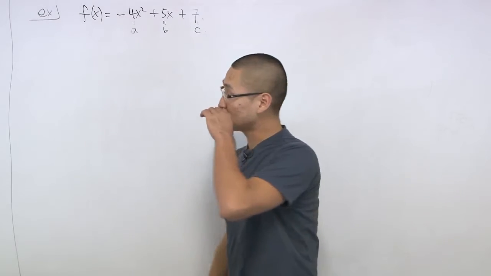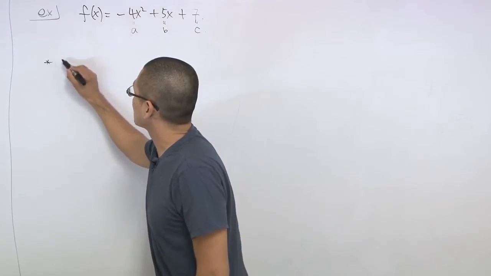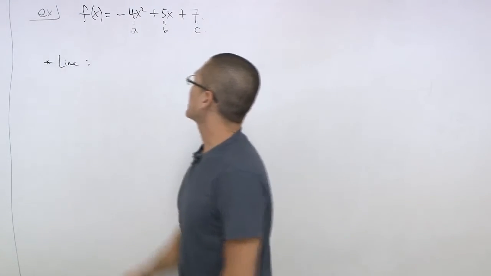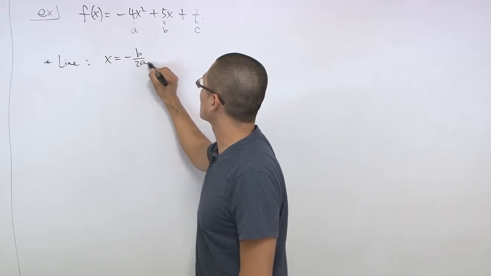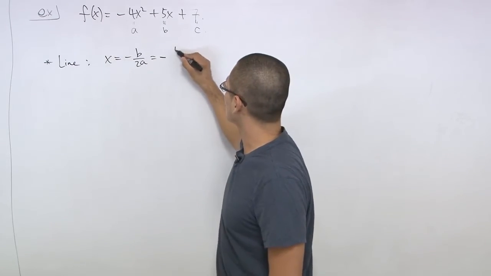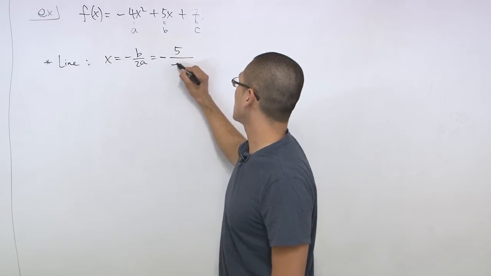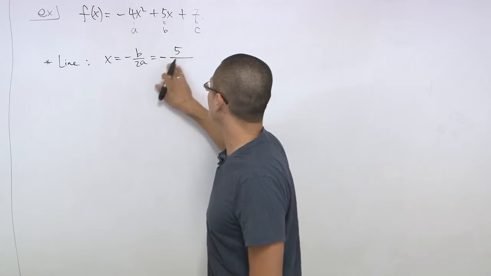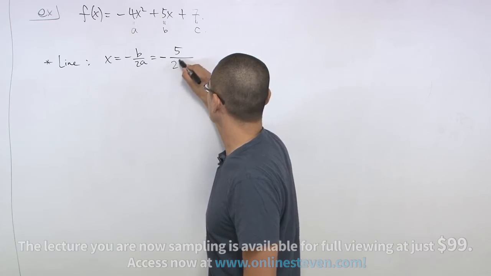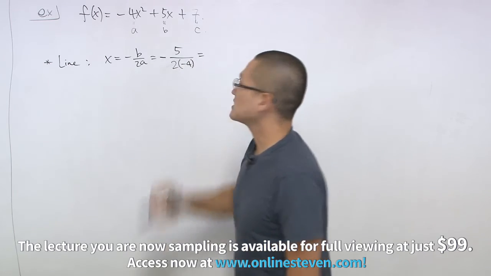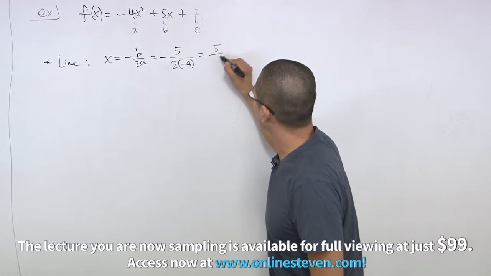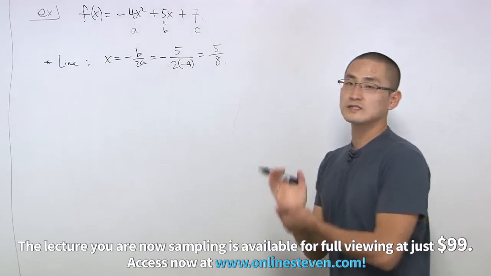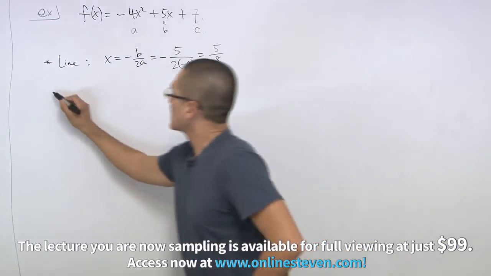So the first thing that we will do is the line of symmetry. The line of symmetry would be x equals minus b over 2a. In this case, b is 5, and 2a would be 2 times minus 4. Let me just fill it in this form, and then take care of the minus signs. We get positive 5 over 8. Right? So here is the line of symmetry.